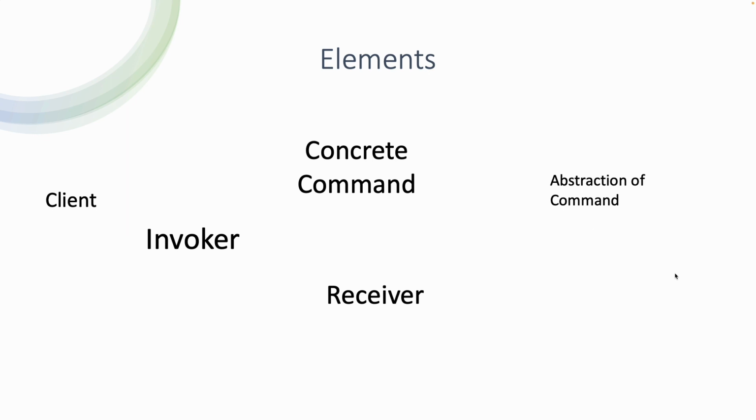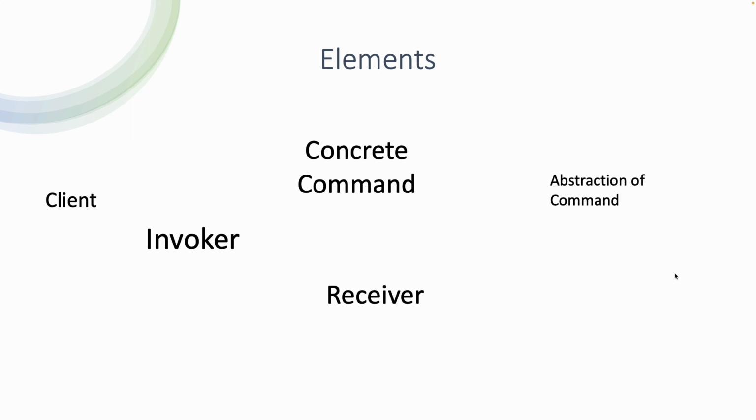About the elements, the command pattern has these elements: the client, the invoker, the concrete command, the abstraction of command, and a receiver. Firstly, what's the client? The client is where we create instances of our invoker, of our concrete commands, and our receivers. Basically, it is where we first execute all of this command pattern.